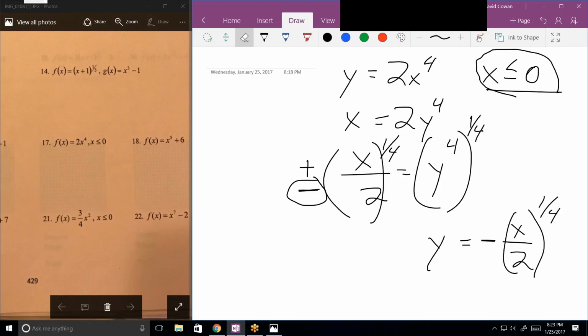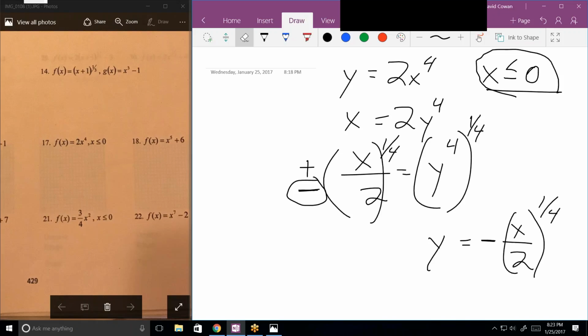And if x is less than 0, it's negative, but we're taking a negative number to an even power, so it's the same as whether it's positive or negative. The question is, does it affect the inverse? And how can we figure it out? I guess I could apply the f of g test. Let me think about it for a second.